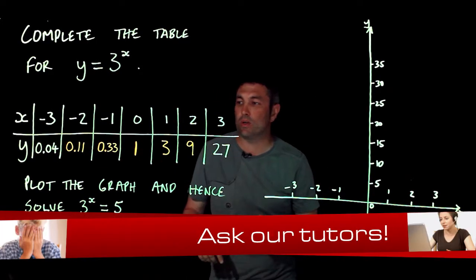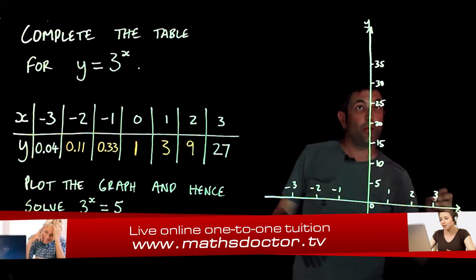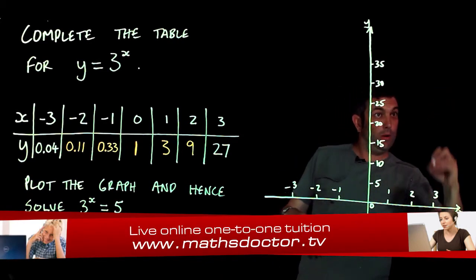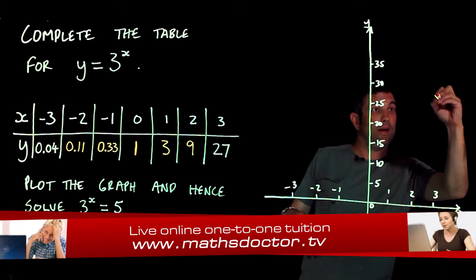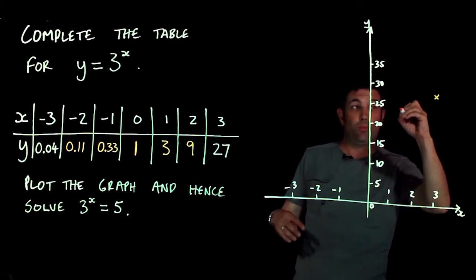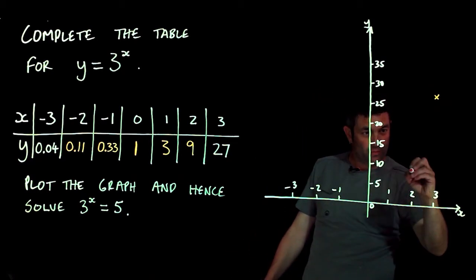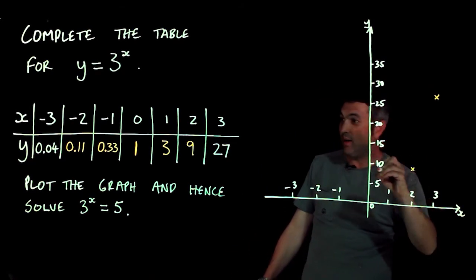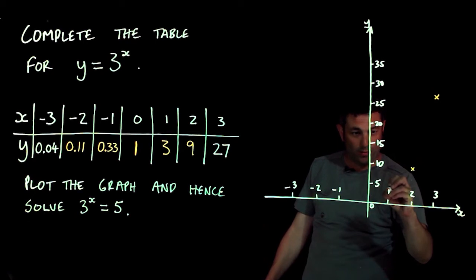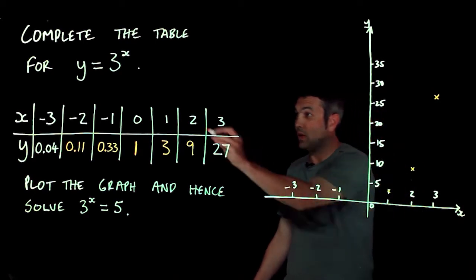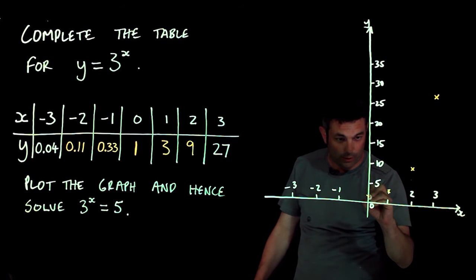I now have a load of points that I'm going to plot, and we get 3 and 27. So here we go, plotting it as accurately as I can. In the exam, you will have a bit of graph paper, so you'll be all right there. 2 and 9 should get there. You'll be a little bit more accurate than me. 1 and 3 is about there. And then what have we got? 0 and 1 should be about there.